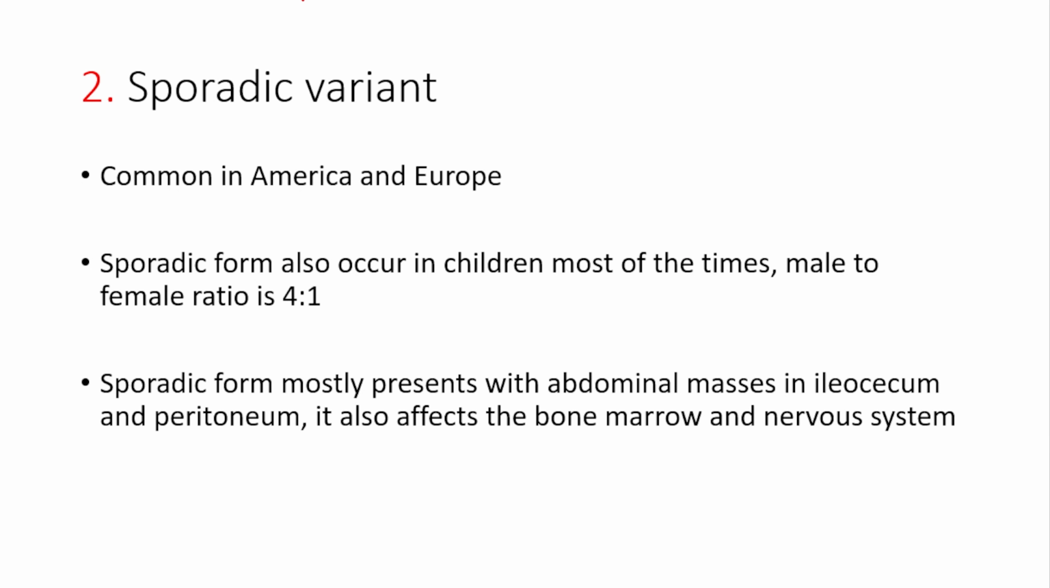The second variant is the sporadic variant, and it is common in America and Europe, and it also occurs in children. Most of the time the male to female ratio is 4:1, and the sporadic form mostly presents with abdominal masses in the ileocecum and peritoneum regions, and it also affects the bone marrow and the nervous system.